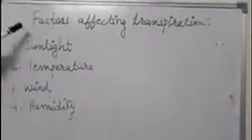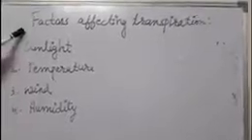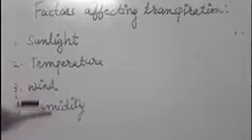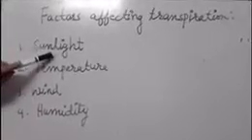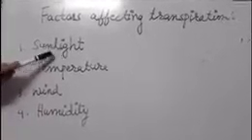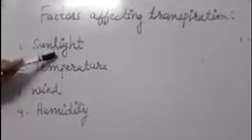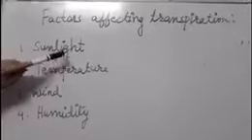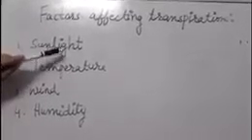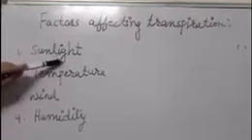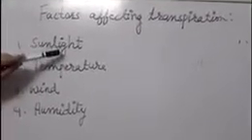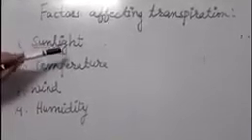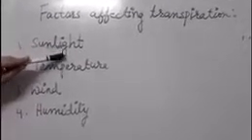Now we will be discussing the factors that affect transpiration. These are sunlight, temperature, wind and humidity. Now we see that the more the intensity of light, sunlight, there will be more evaporation of water as water vapor. So the more the intensity of light, the more will be the transpiration. Now during the daytime we see that stomata remain open. So what happens? Transpiration rate would be high. During the night, since the stomata are closed, there will be hardly any transpiration.